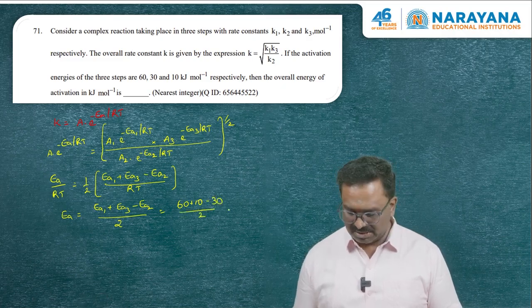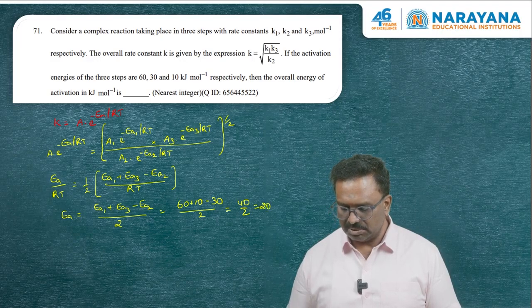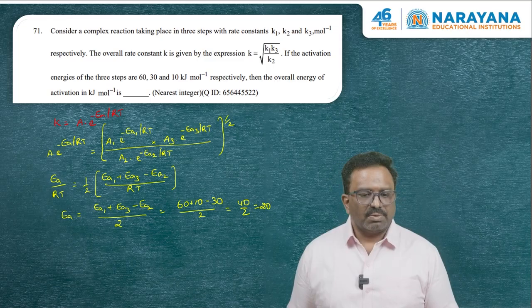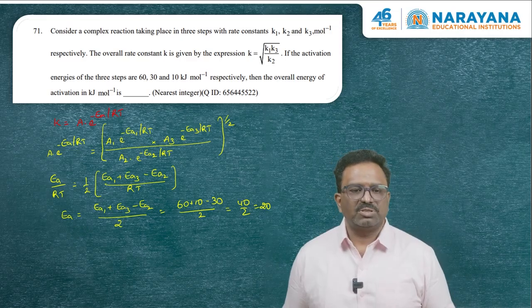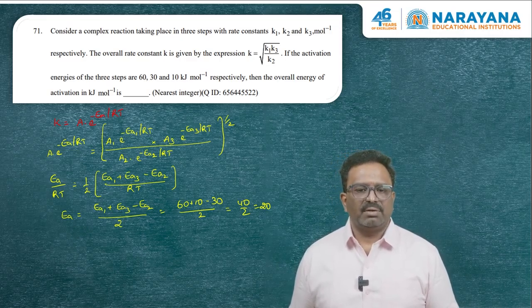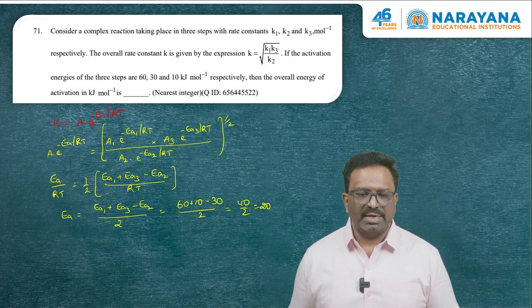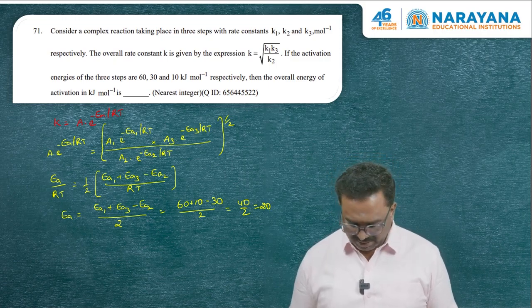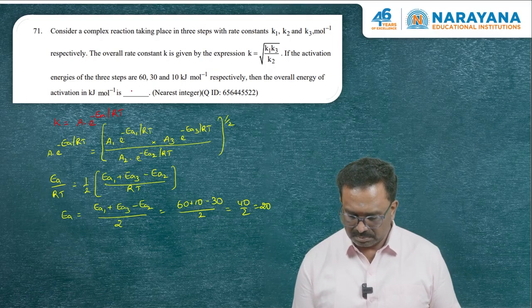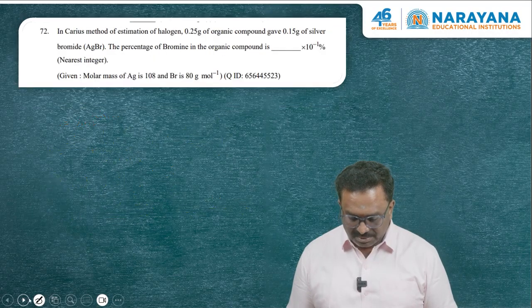So this value is 40 by 2, which is equal to 20. So we can identify the overall energy of activation in kilojoules per mole. As per the given energy values are also activation energies in kilojoules per mole, no change in the unit, same you can represent. 20 is the correct answer for this one in kilojoules per mole. Let me see the next one.